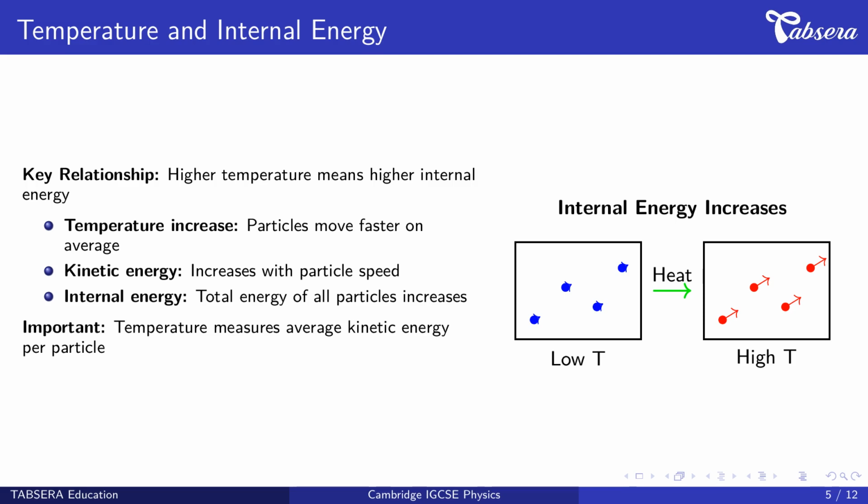The diagram shows this clearly. On the left, we see low temperature with particles moving slowly, shown by short blue arrows. On the right, high temperature shows particles moving much faster, indicated by longer red arrows. The green arrow represents heat energy being added. Notice how the particle speeds increase dramatically. Remember, temperature measures average kinetic energy per particle, while internal energy measures total energy of all particles combined.